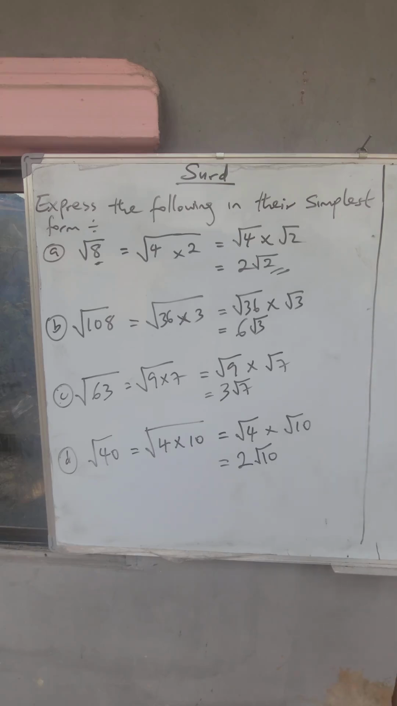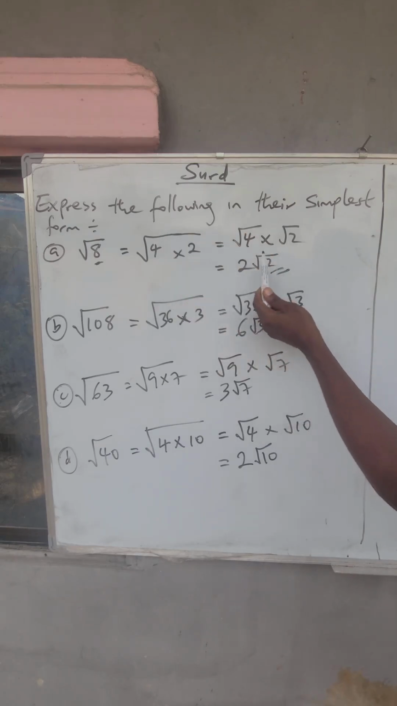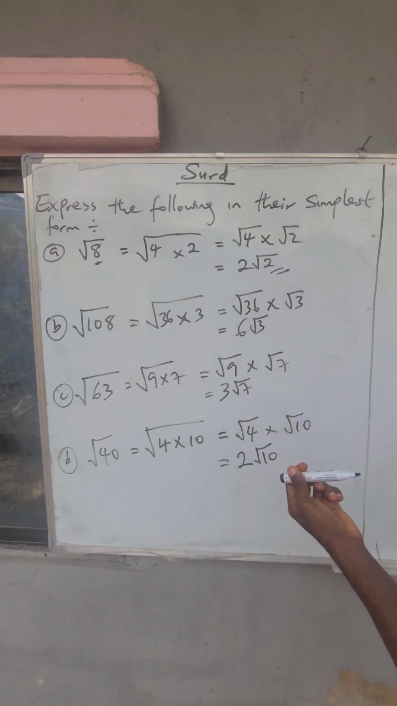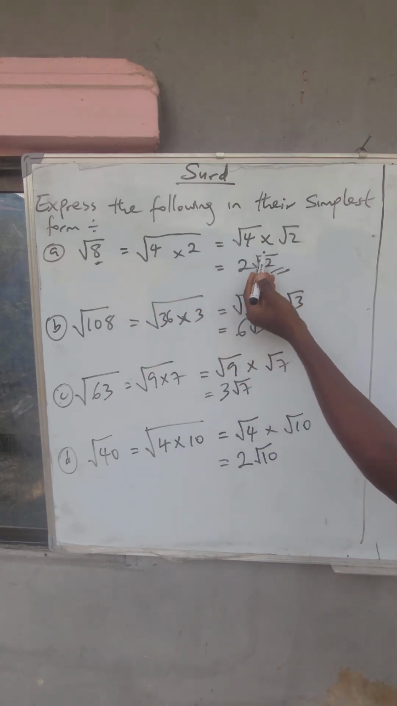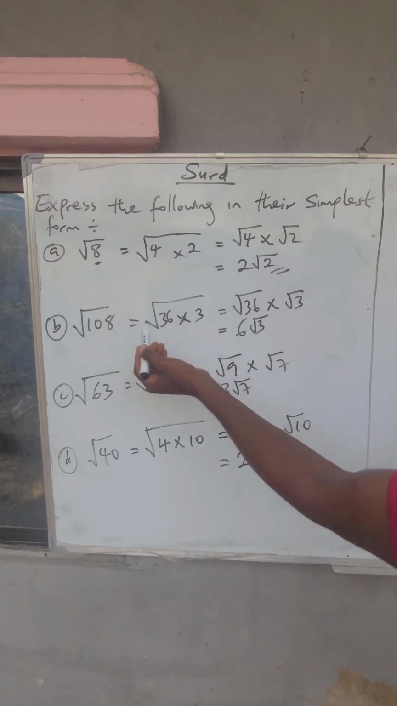In the next video we'll look at how to write a surd as a single root, so how we can write this back in this form and this back in this form.